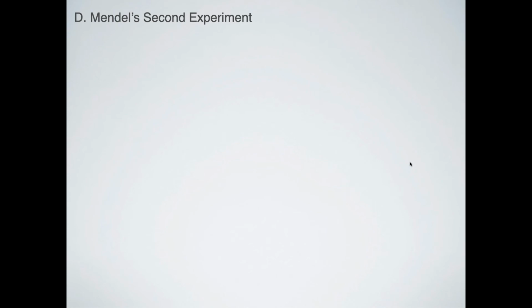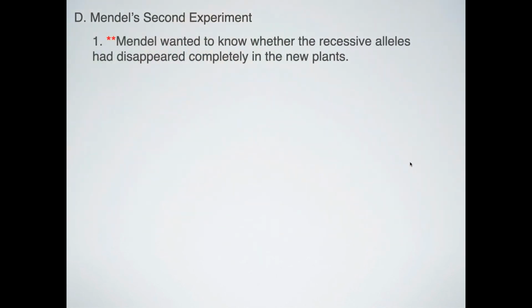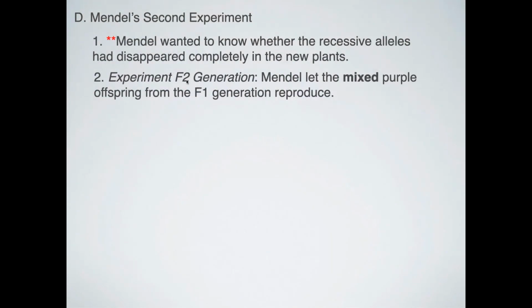He did a second set of experiments. And again, brilliant, right? He wanted to know whether the recessive allele disappeared completely in these children or if it was still there. So, in other words, he said, great, okay, all of the children of that first generation had purple flowers, but I want to know, is that white allele to code for that white flower gone forever? Is it destroyed? Did it not get passed on? Like, what's going on with that? So now we're going to call this the F2 generation.